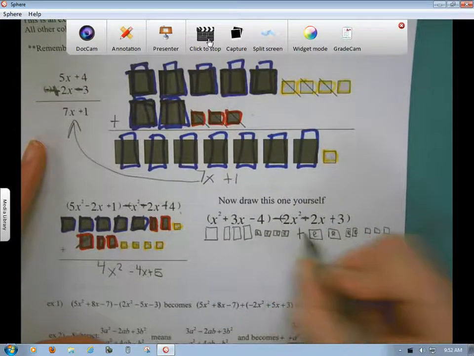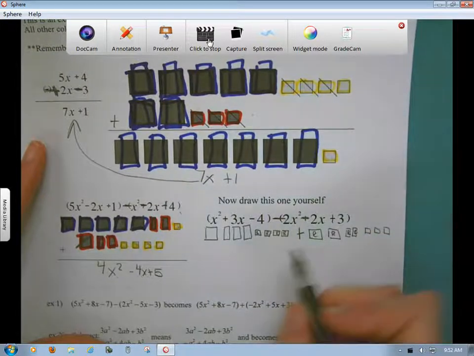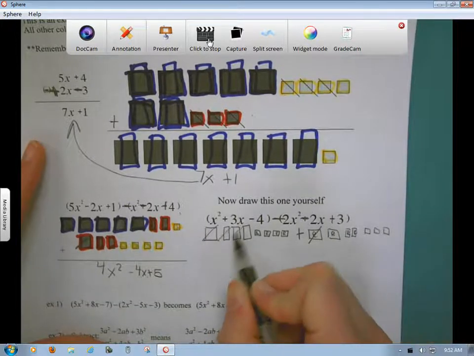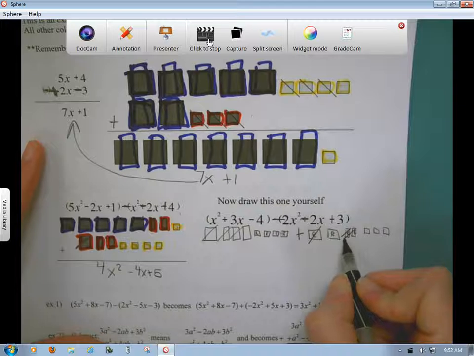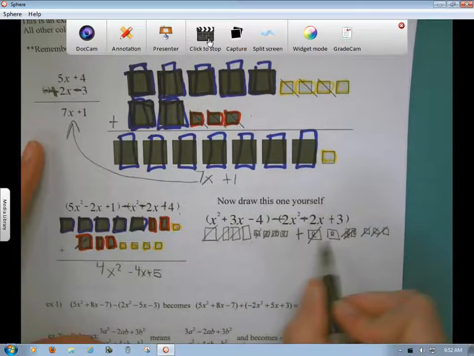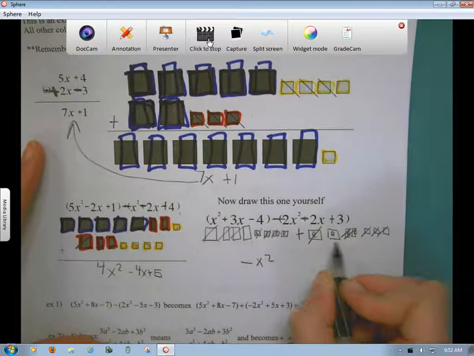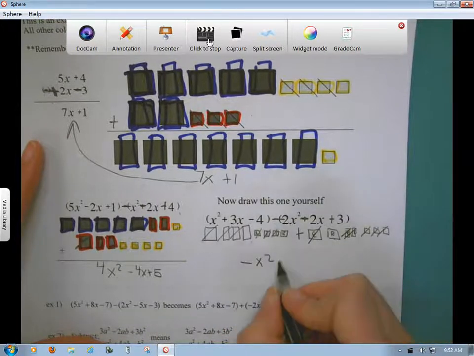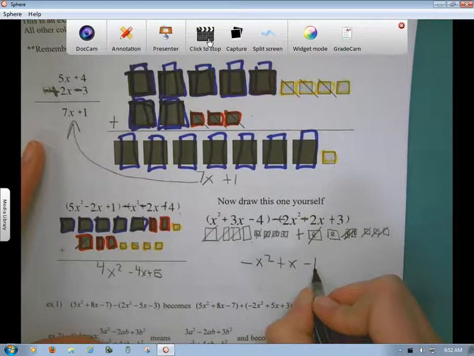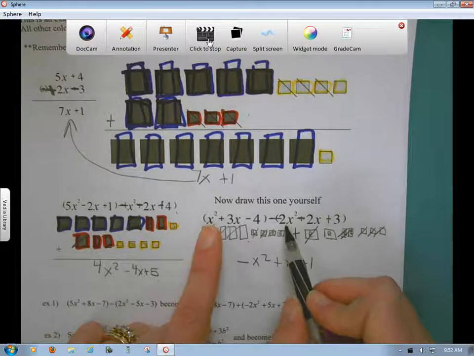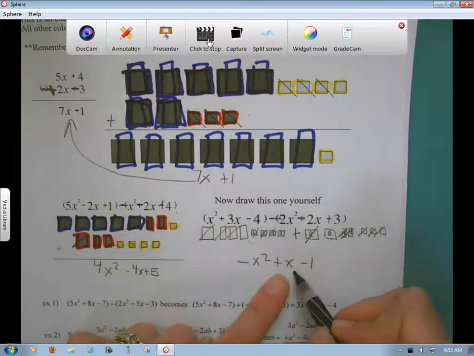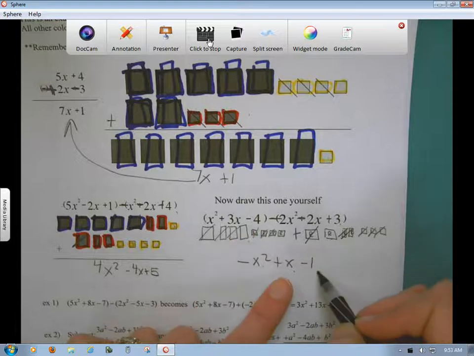Okay, so now I'd be adding these together. So this blue one would cancel with this red one. These 2 would cancel with these 2. And then these 3 would cancel with 3 of these. So what am I left with? I'm left with a negative x squared. Then I'm left with a positive x. And then I'm left with a negative 1. So do the math. x squared minus 2x squared is a negative x squared. 3x minus 2x is x. Negative 4 plus 3 is negative 1.